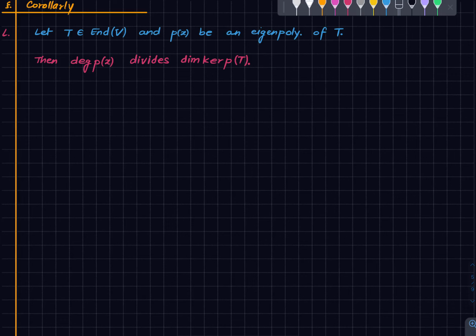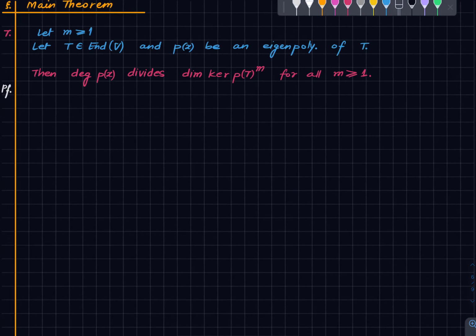And now, here is the main point that we wanted to prove. So we will just generalize this previous slide. Fix a positive integer, then for any endomorphism T, and for an eigenpolynomial Px of T, the degree of Px divides this guy, the dimension of the kernel of Pt to the power m. So this is extraneous. Yeah. So this is what we want to show. Okay. So this will be done by induction on M.